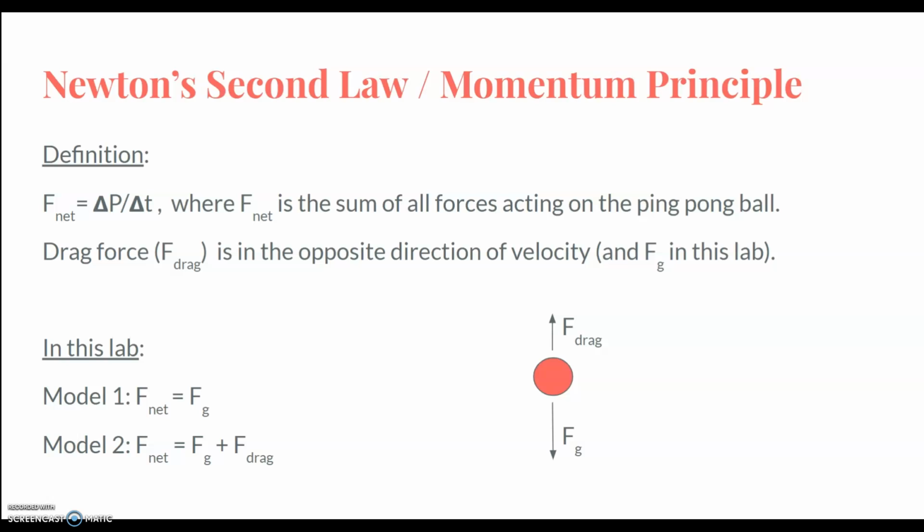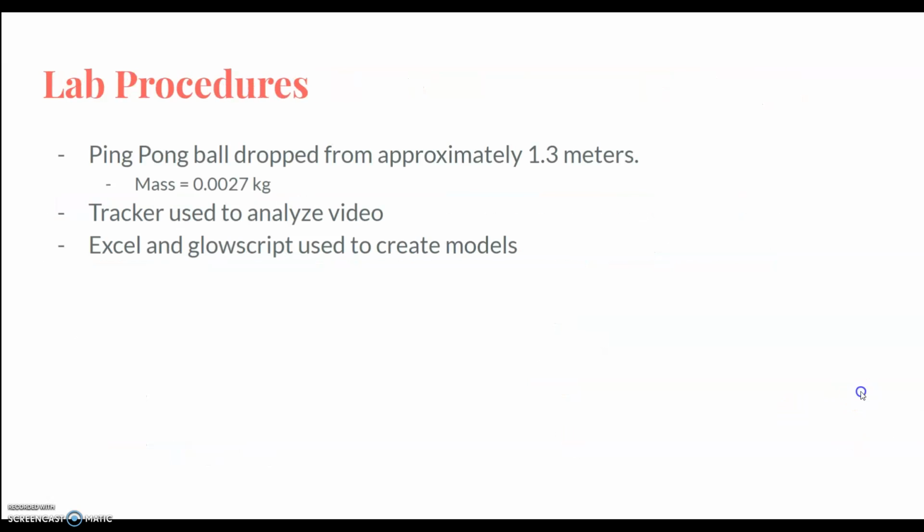Drag force is a force that's in the opposite direction of velocity, or the F-gravity in this lab. So I'm going to be using two models, like I mentioned. Model 1, where I have F net equals Fg, and Model 2, where F net equals Fg plus F drag.